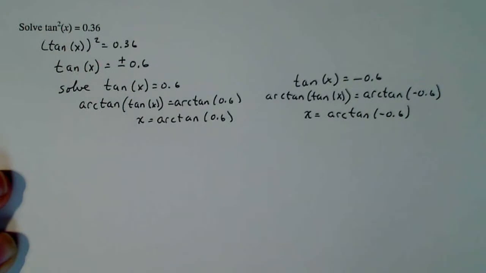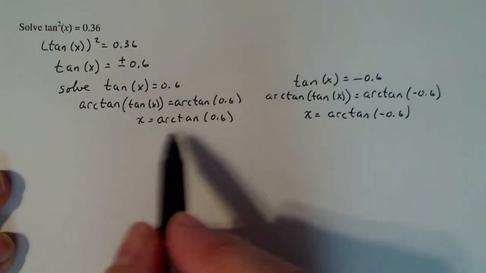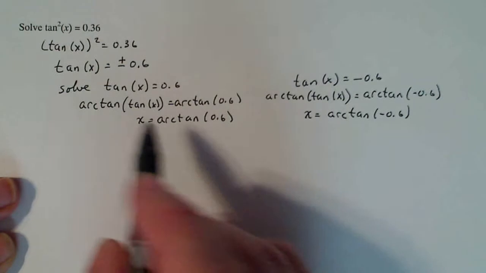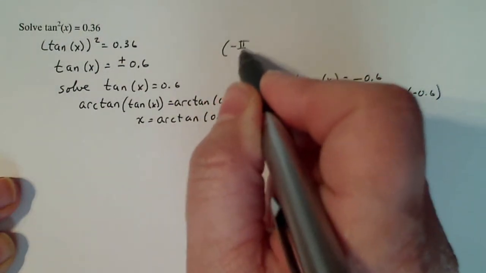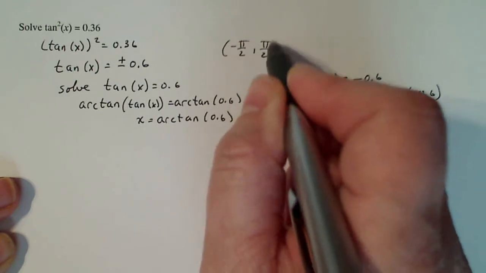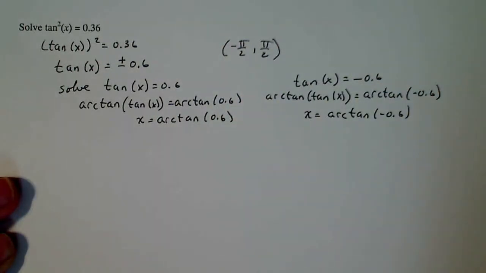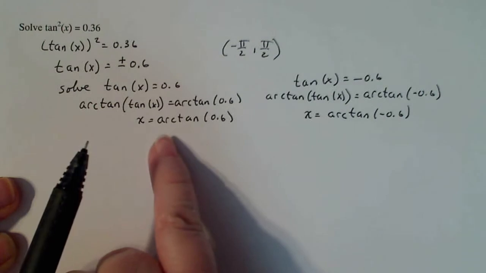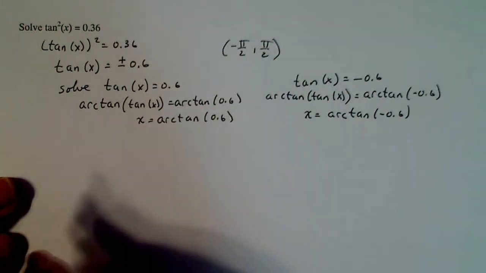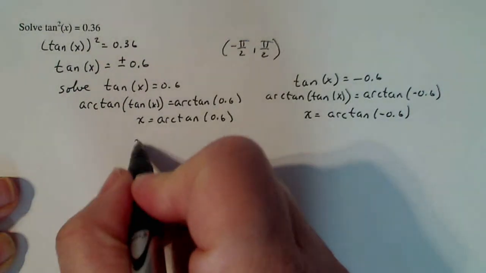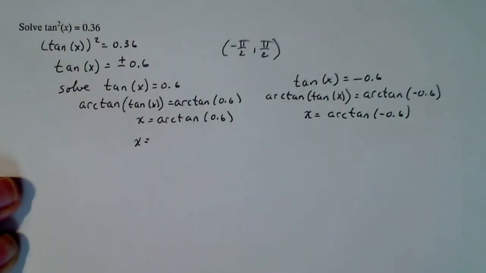Okay. Now remember, if you think about your inverse trig functions, arctan is only defined between minus pi over 2 and pi over 2, not including the endpoints, because arctan is undefined there. So now, does 0.6 fall in those intervals? Yes, it does. Each one will produce one number from our calculator.